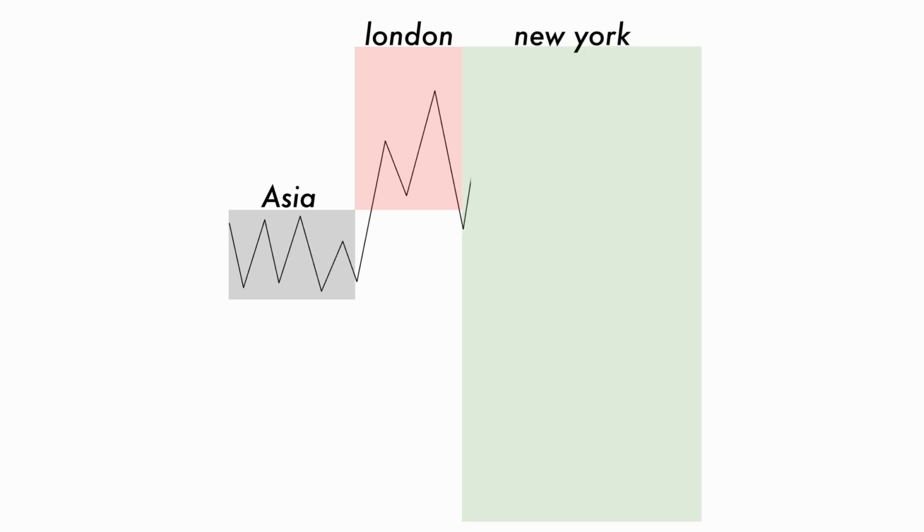Later, the New York session can then reverse again, taking out London's stops, as London often acts as the manipulation phase of the day. Understanding how liquidity shifts between sessions helps traders identify when and where major moves or reversals are likely to occur. And that's basically it for this video.